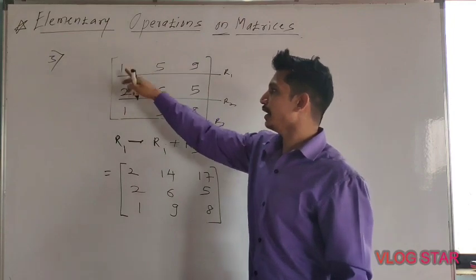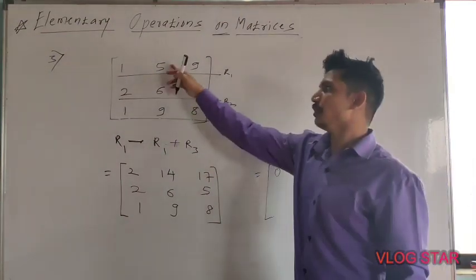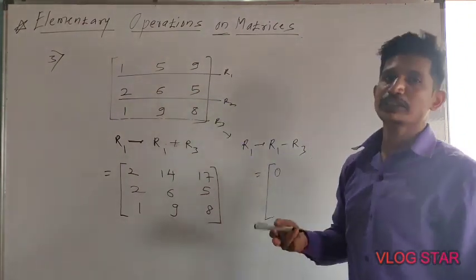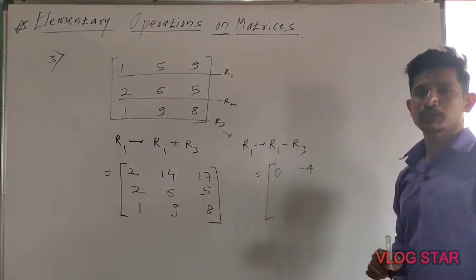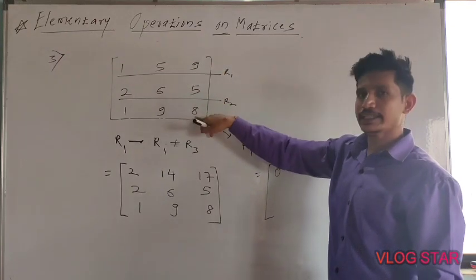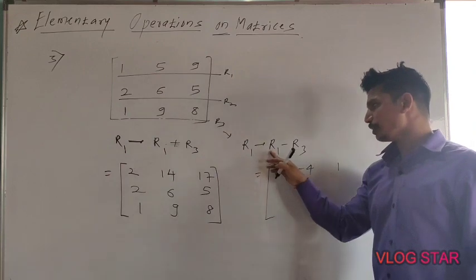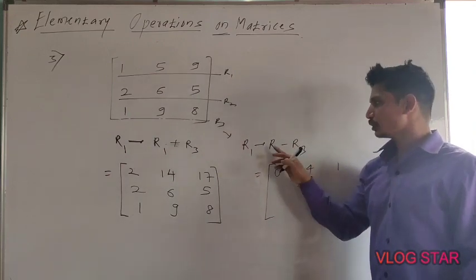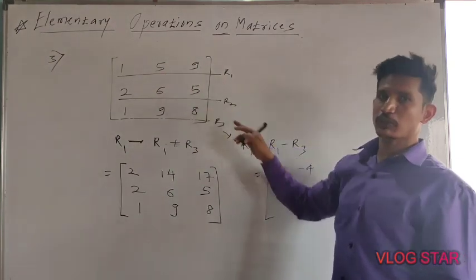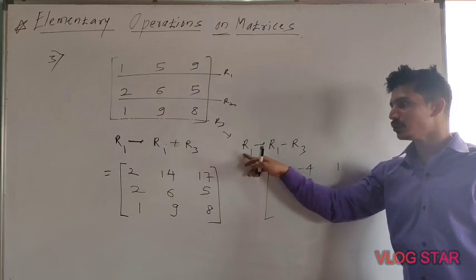Okay, so 1 minus 1 is 0, so 0 will come here. 5 minus 9, second minus second, no. So 5 minus 9 is minus 4, so minus 4 will come here. Now see that 9 minus 8 is a 1, so it will come here. So I subtracted row number 1 and row number 3. So 1 minus 1, 5 minus 9 and 9 minus 8. This is called R1 minus R3, written in row number 1, changing the row number 1.